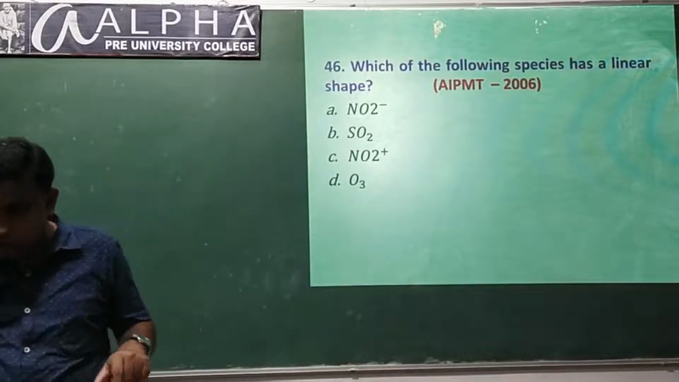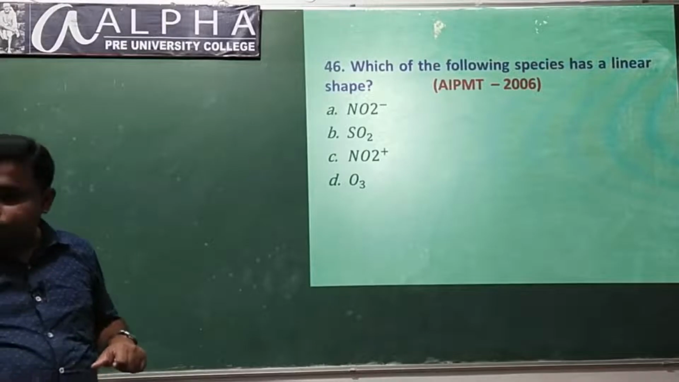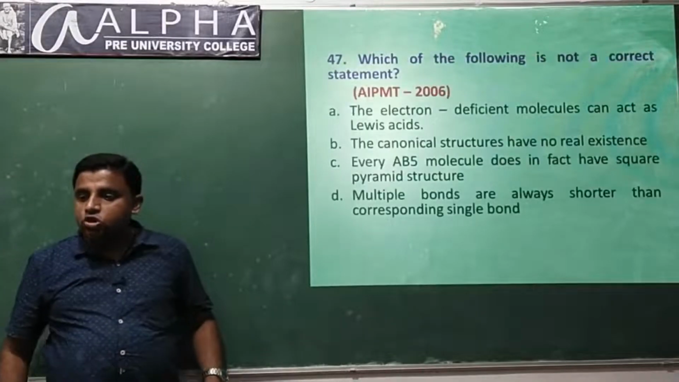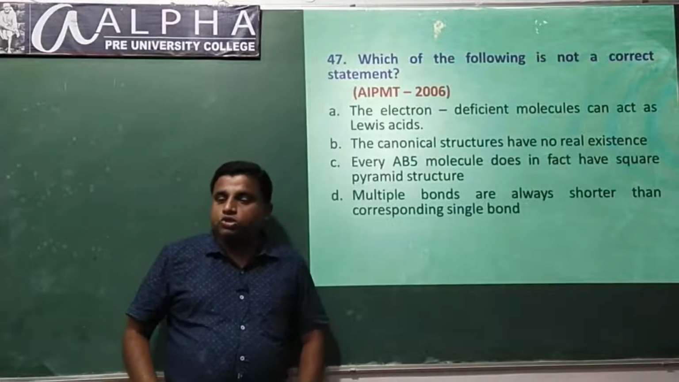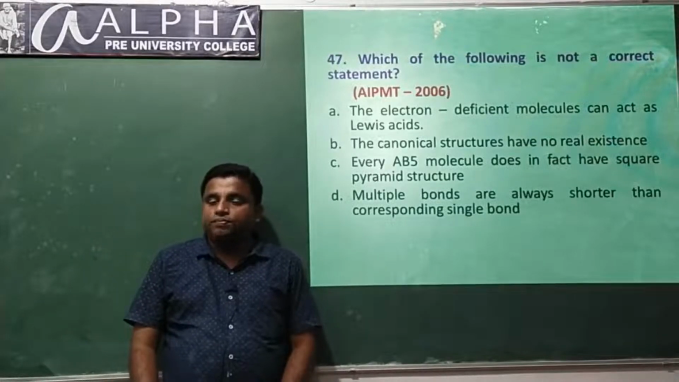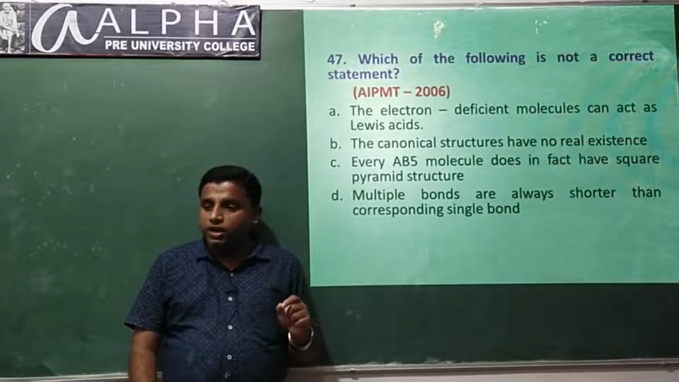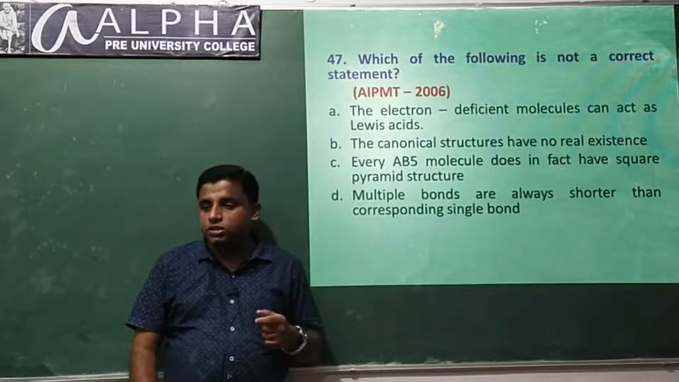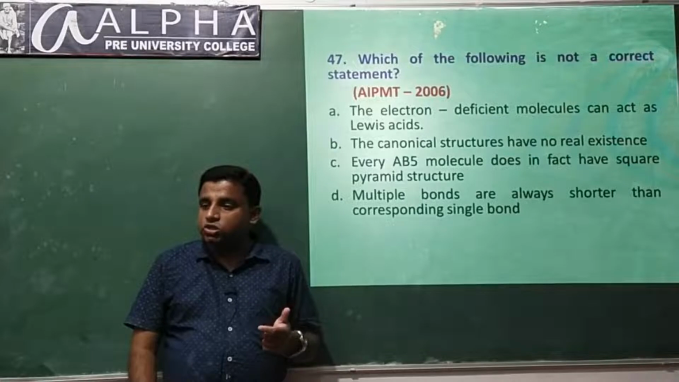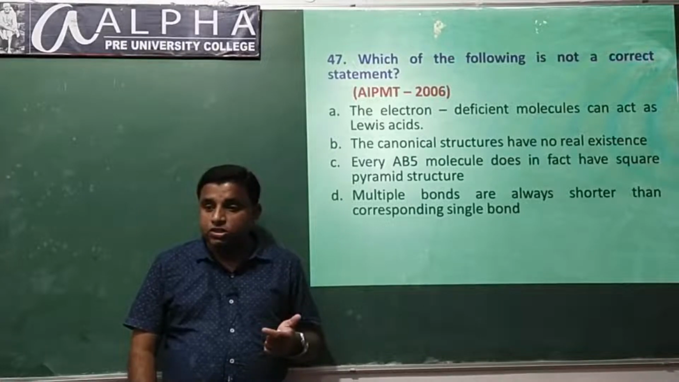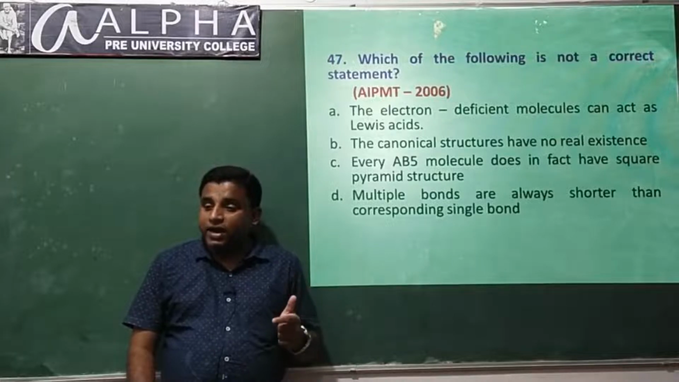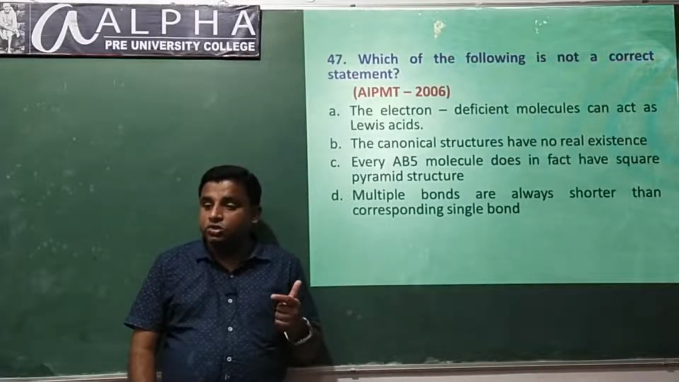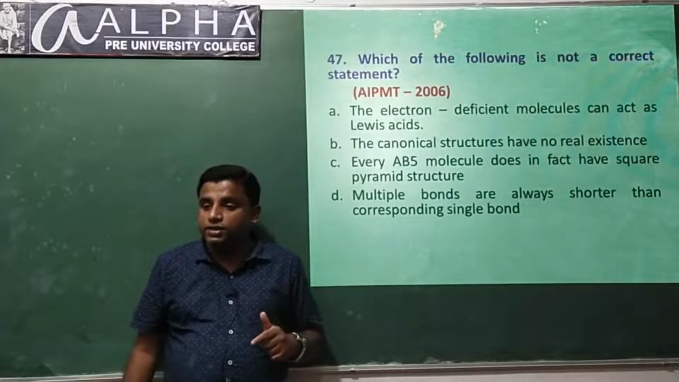Next question. Which of the following is not a correct statement? A: The electron deficient molecules can act as Lewis acids. B: The canonical structure has no real existence. C: Every AB5 molecule does in fact have square pyramidal structure. D: Multiple bonds are always shorter than the corresponding single bond.